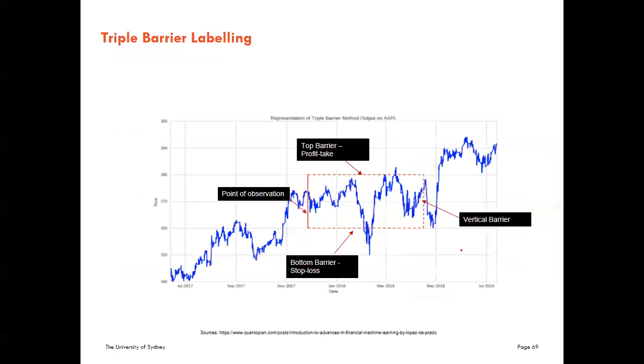Before training the models, they had to label the data. As I mentioned earlier, they used a certain magnitude in 3 directions, whether the market is going to go up, down, or not do anything for a certain number of bars. So the top barrier is profit taking, the bottom barrier is stop loss, and the vertical barrier is the number of bars after which you don't do any trade. You wait for these number of bars, and you don't trade if the market does not go up or down.